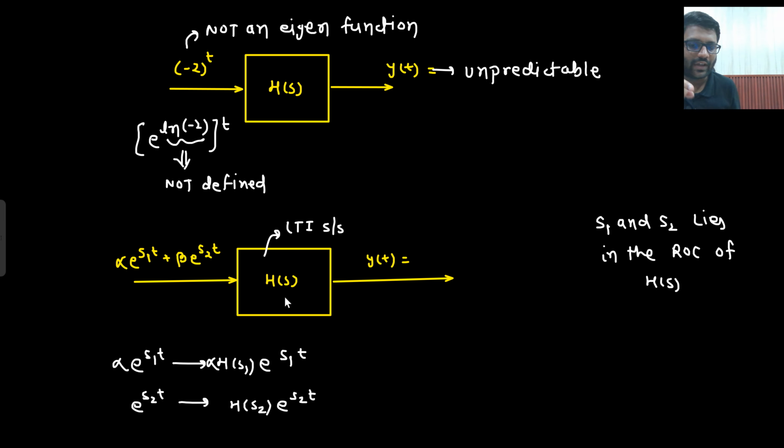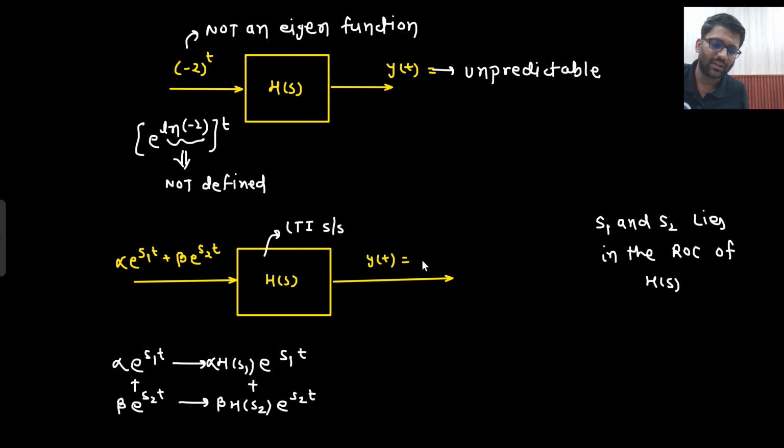Eigenvalue will be, in place of s you put s2. If I multiply beta here, so here also you will get beta. If I add both of them, then output will also be added. So this is the property of homogeneity, and this is the property of additivity. Homogeneity, additivity. Did you understand this point?